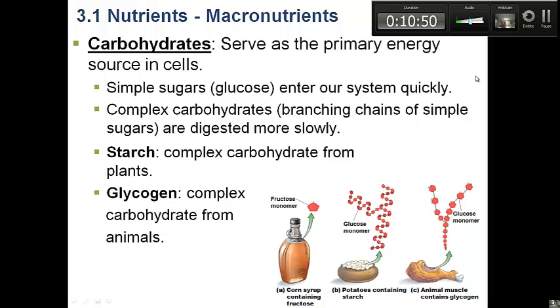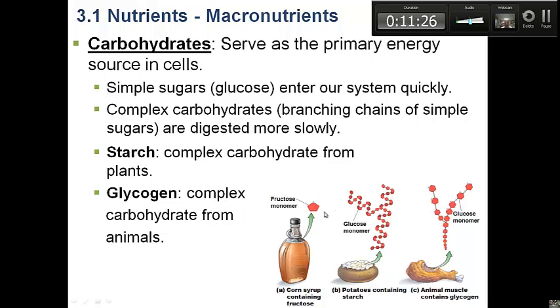But for now, we want to review the fact that we have different types of carbohydrates. We have simple sugars, such as glucose, which can enter our circulatory system from our digestive system very quickly. And then we have complex carbohydrates. And so complex carbohydrates are, as you recall from Chapter 2, long chains of glucose molecules that are bound to one another.